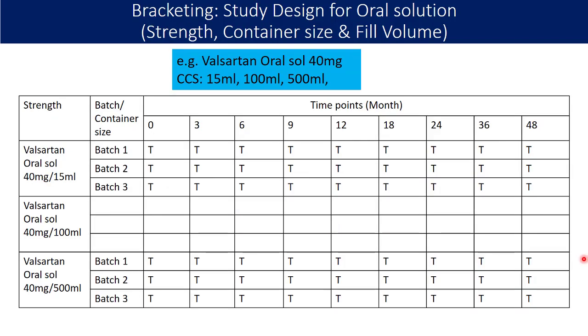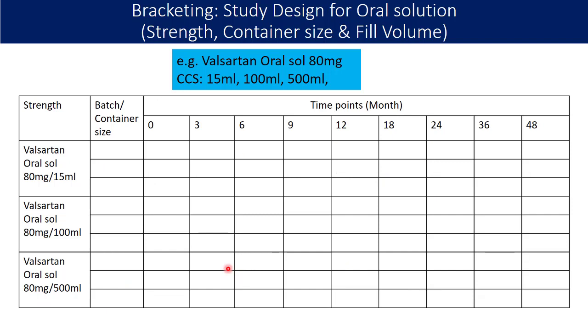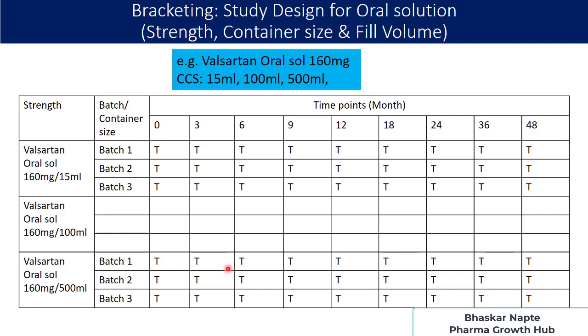Let me show you with the example of how this looks. This is the plan for the valsartan oral solution 40 milligram, with 15 ml, 100 ml and 500 ml as the fill volume. So the 15 ml and 500 ml have to be tested, and 100 ml can be excluded. And for 80 milligram, as it is the intermediate label claim, you need not test the product across any of the fill volumes, neither at 15, nor at 100, nor at 500. All can be excluded. And when it comes to 160 mg of the oral solution, again the intermediate is 100 ml. So 160 mg 15 ml and 160 mg 500 ml have to be tested.